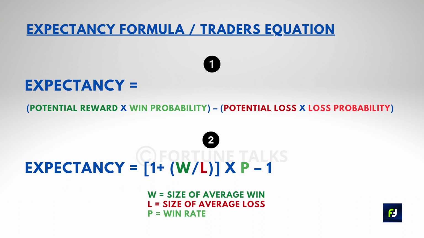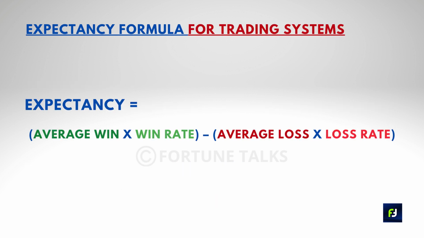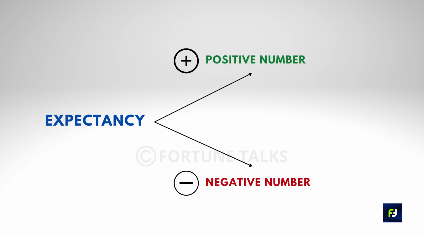As I have mentioned, this formula can be used to analyze both individual trades you are considering taking and the performance of trading systems in general. Now, the trading system performance can be calculated using the equation expectancy is equal to average win multiplied by the win rate minus average loss multiplied by the loss rate, which is almost the same concept. Now, in either case, if the expectancy number is positive, it is good, and if it is not positive, it is bad. Now let us take an example to understand this better.